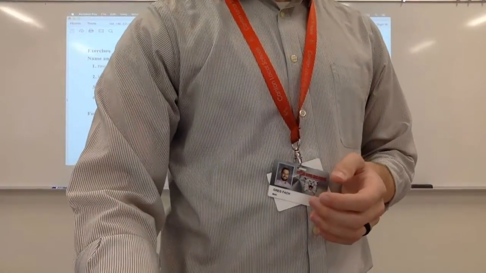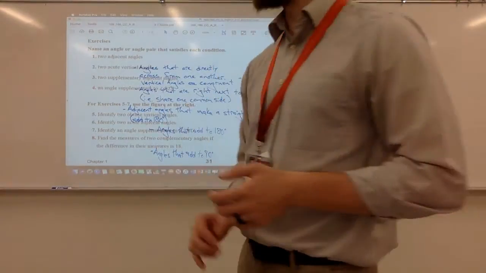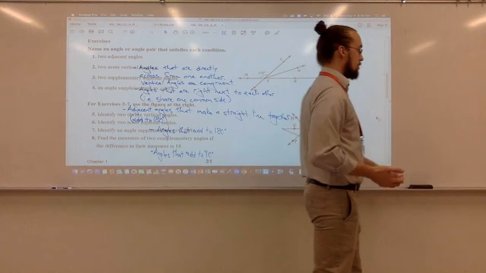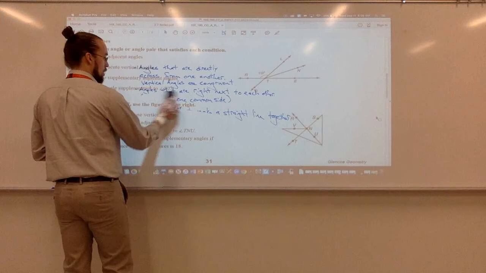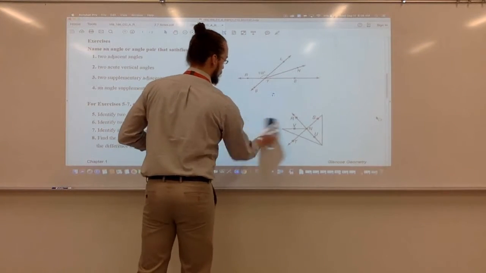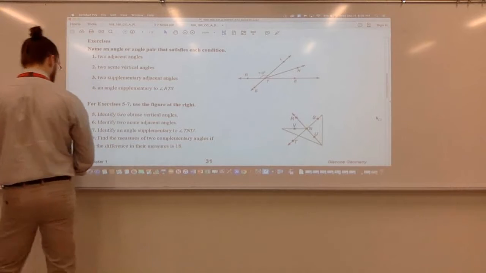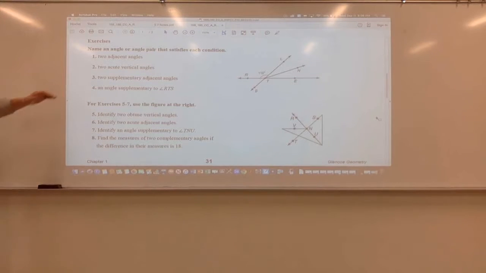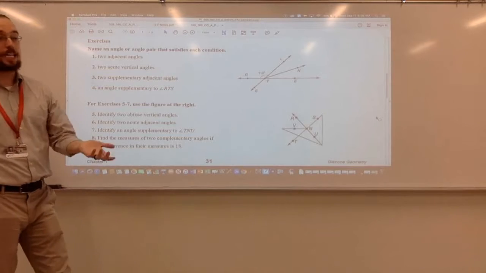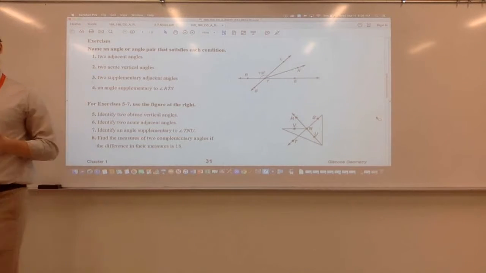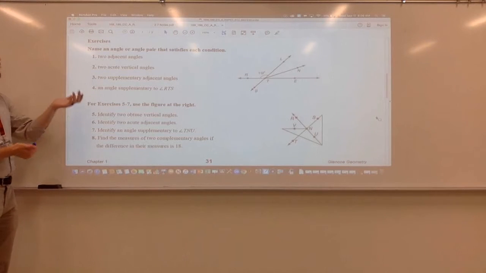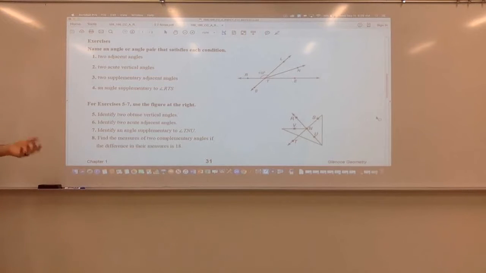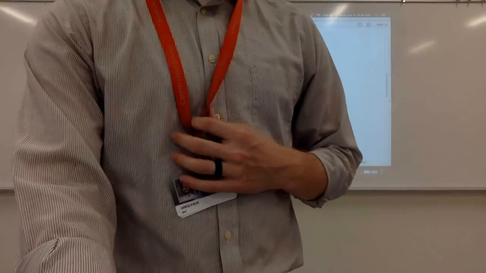Before we actually solve some problems, let's just practice recognizing these properties here. We'll take a few minutes, and you try these exercises. There's multiple examples of these. Name two adjacent angles. There could be any pair of angles that share a side in the middle. There are many correct answers there. Two acute vertical angles, two supplementary adjacent angles. So let's take a few minutes and see if we can name these different relationships.